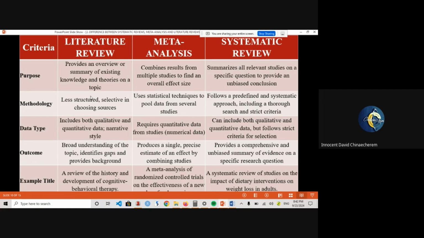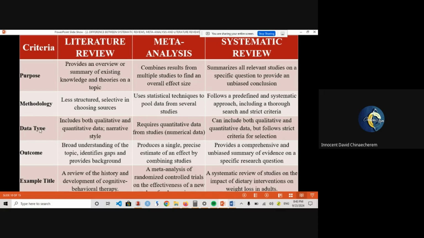Now, in terms of methodology, a literature review is less structured, so it's selective in choosing sources. So you can decide to structure your literature review in your project anyhow you want, right? And that is just how the methodology is. Whereas for a meta-analysis, you try to use what? Statistical techniques to pull data from what? Several studies. And similar to that of the systematic reviews in terms of its methodology, it just follows a predefined and systematic approach, which includes a thorough search and strict criteria. If you can remember very well how I explained it in my previous slide.